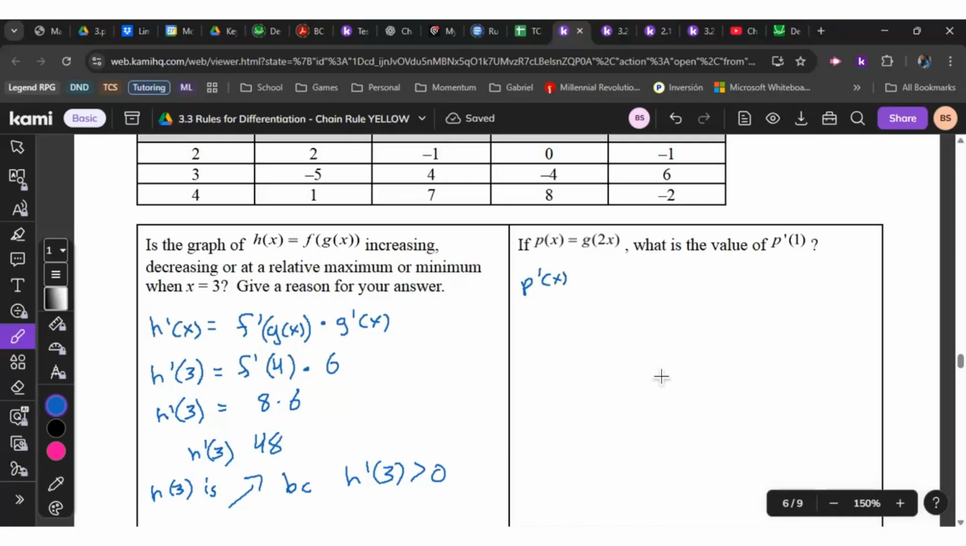All right, let's take a look at this next one. First we're going to find p prime of x. So the derivative of the outside is going to be g prime of 2x times the derivative of the inside, which is 2. So p prime of 1 is going to be, let's write it this way first, g prime of 2 times 1. I'm just writing it with an extra step for you every once in a while. So what is g prime of 2? Negative 2. p prime of 1.